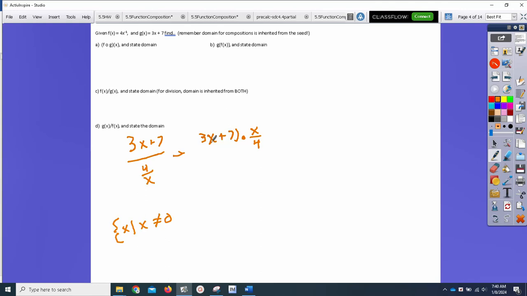Then I'm going to use the distributive property. And I'm going to get 3x squared plus 7x. Maybe. Both pieces over 4. And that's where I'm going to stop for this morning.